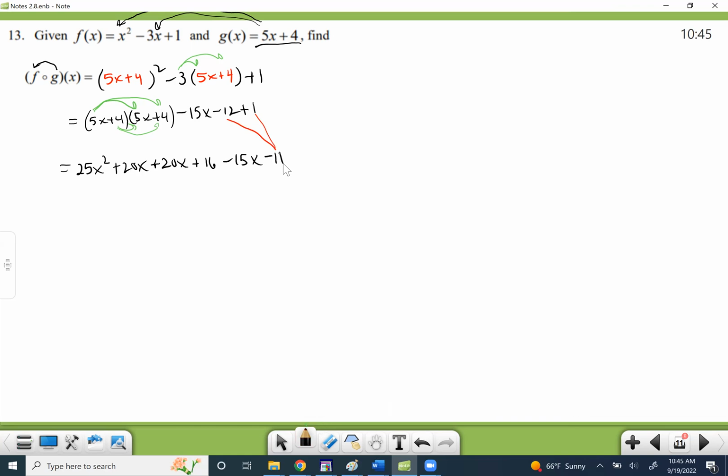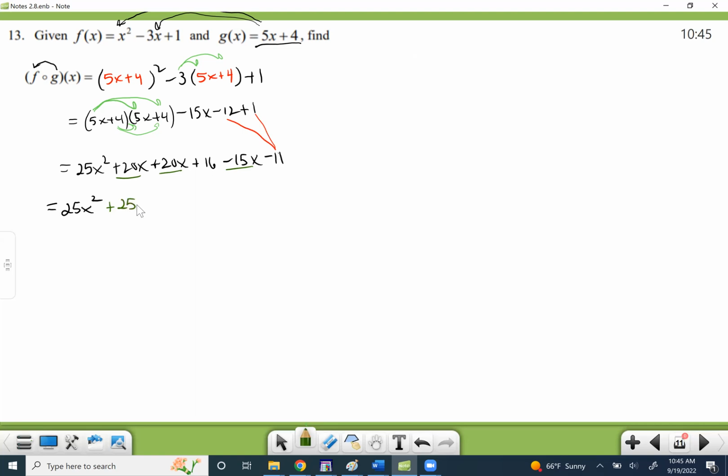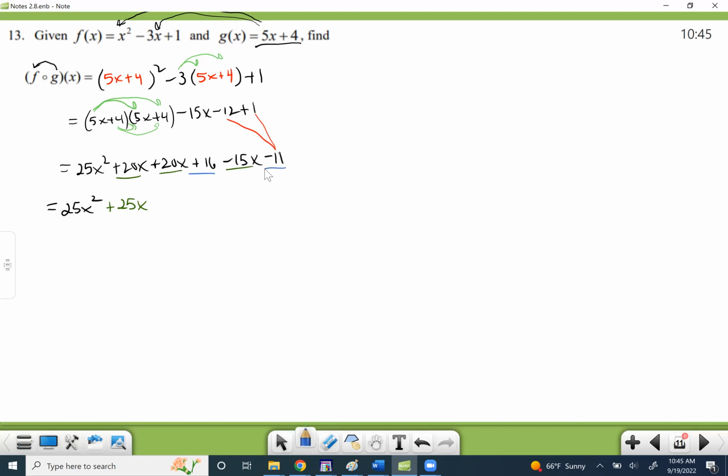And then let's just combine some like terms. 20x, 20x, and 15x all need to get combined. So 20 plus 20 is 40. 40 take away 15 is 25. So this is going to be 25x. And then we'll combine the 16 and the 11 together. So positive 16 take away 11 is going to be 5. Box it, you're done.